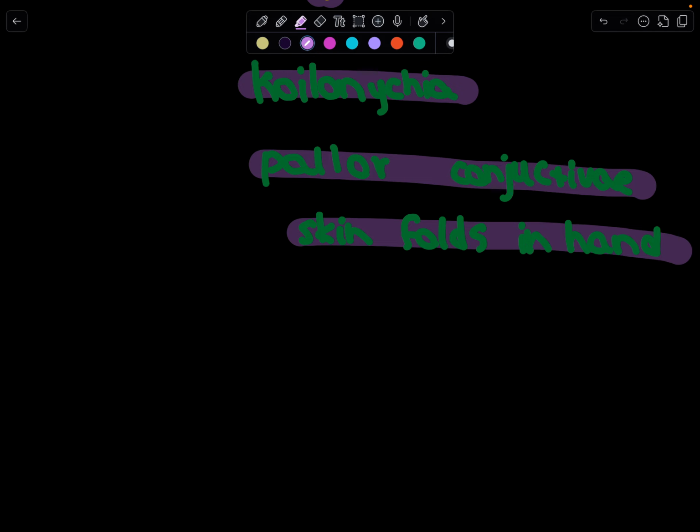Koilonychia, spoon-shaped nails, often shows up in iron deficiency anemia because iron is crucial for nail bed tissue health, and low levels cause thin, concave nails. These signs all tie back to the body struggling to oxygenate tissues properly or lacking key nutrients like iron.